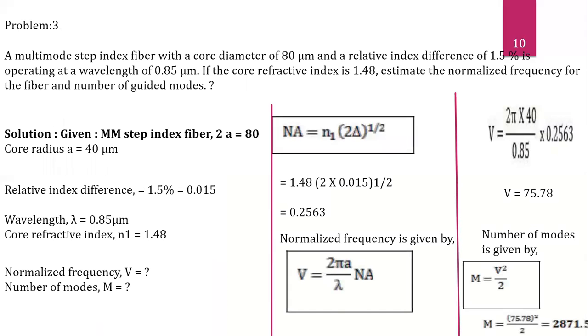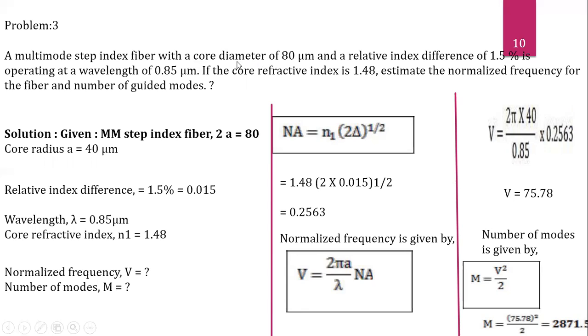Problem 3: a multi-mode step index fiber with a core diameter of 80 micrometer and a relative index difference of 15% is operating at a wavelength of 0.85 micrometer. If the core refractive index is 1.48, estimate the normalized frequency for the fiber and number of guided modes. Let us see what are the given data in this problem.